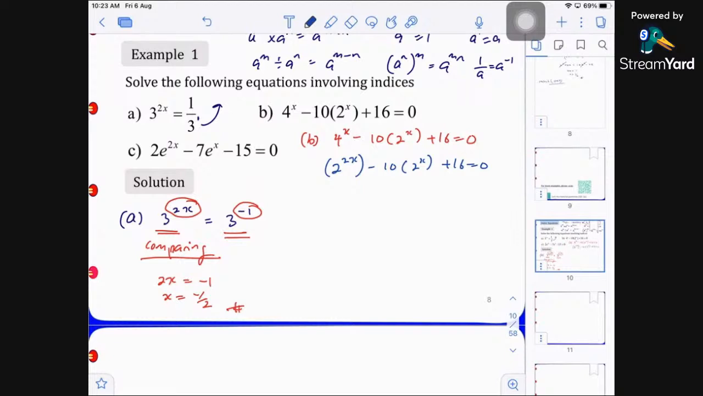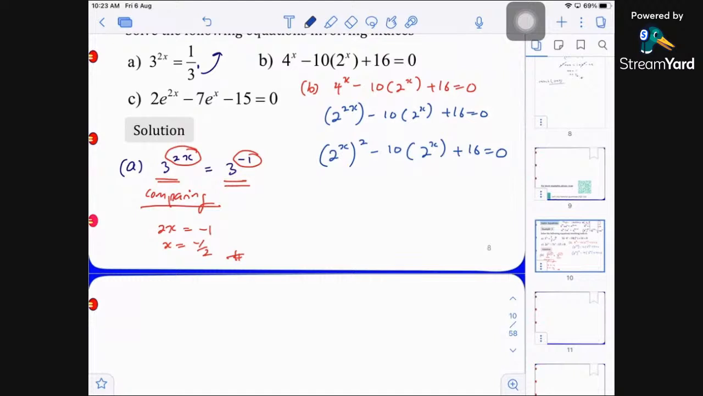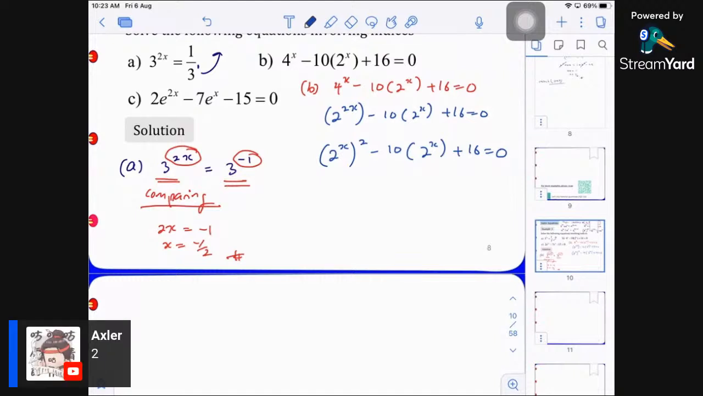So from here, you can take this as 2 power of x, squared, minus 10, 2 power of x plus 16 equals zero. I hope everyone is okay up to here. Can you understand up to here? Yes, sir. Okay, very good, excellent. 2, correct. I know it's a little bit lagging in StreamYard, but yes, your answer is correct.